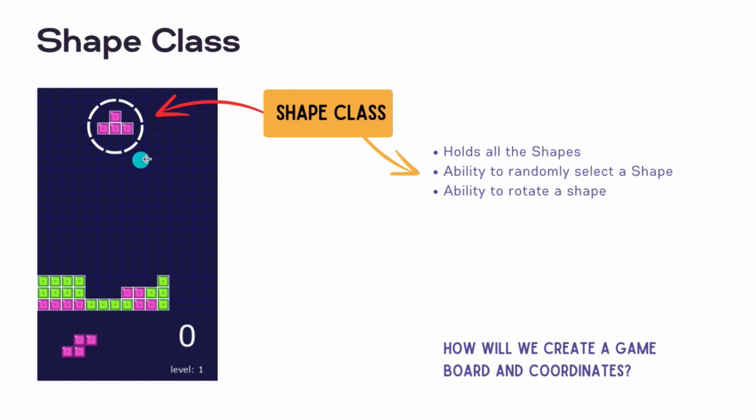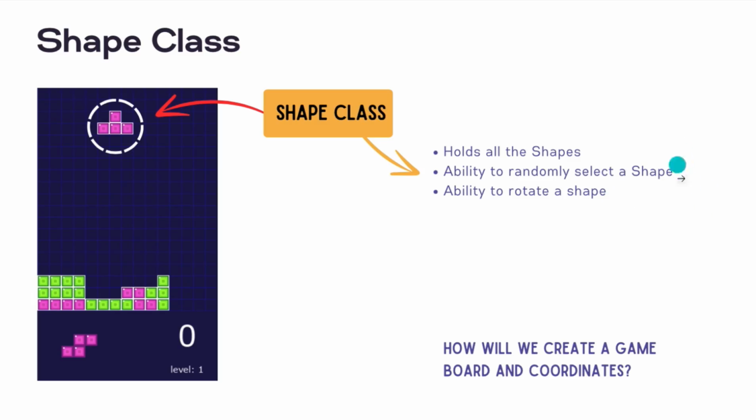The shape class really just corresponds to an individual shape, okay? And the ability of this class is not very much because it's only referencing a single shape, right? It's gonna create a shape. Well, no, it holds all the shapes. So it holds all the possible generations of a shape and all their orientations. It has the ability to randomly select a shape and the ability to rotate that shape, okay?